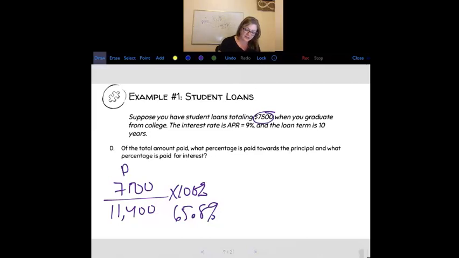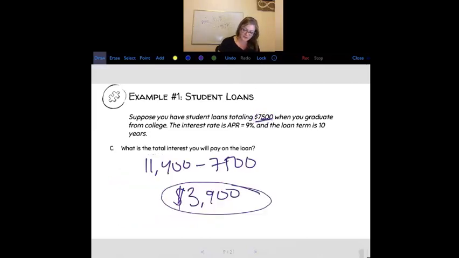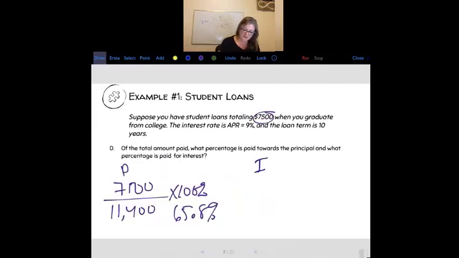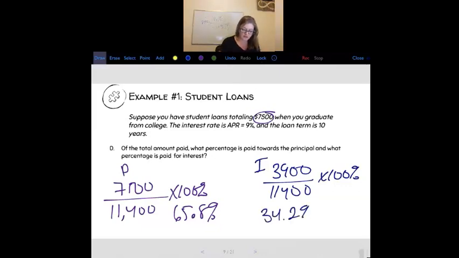And then for interest, we already determined that we paid 3,900 in interest. Divide that by the total amount paid times 100%, or just subtract 100 minus 65.8. And then times 100, so this would be 34.2%. So about a third of the payments actually went towards the interest.